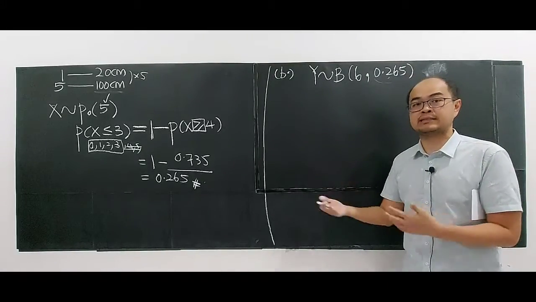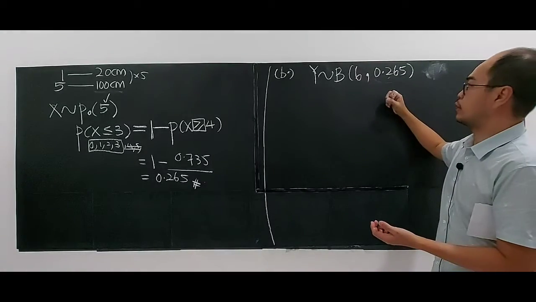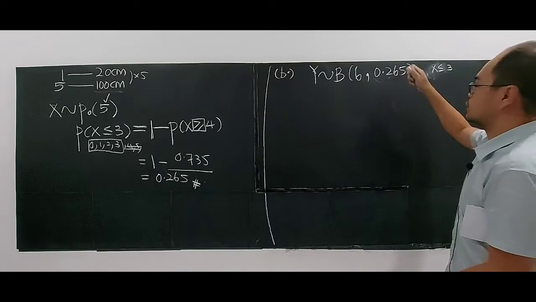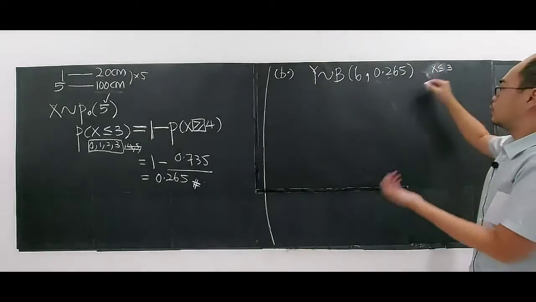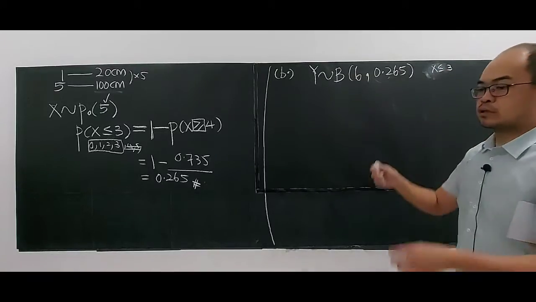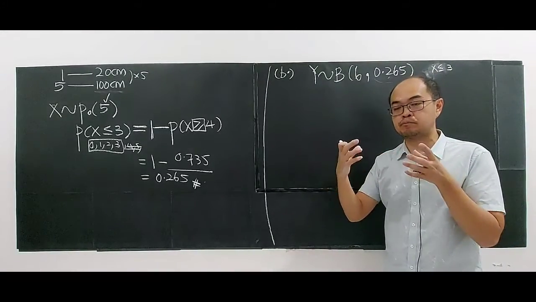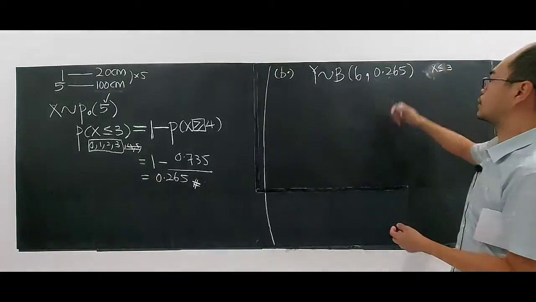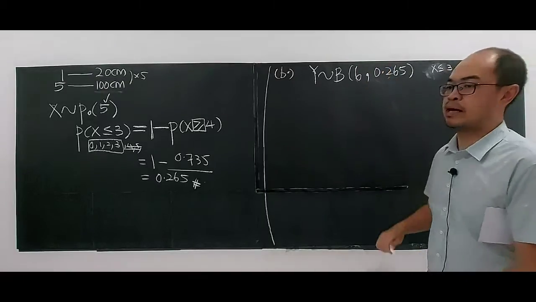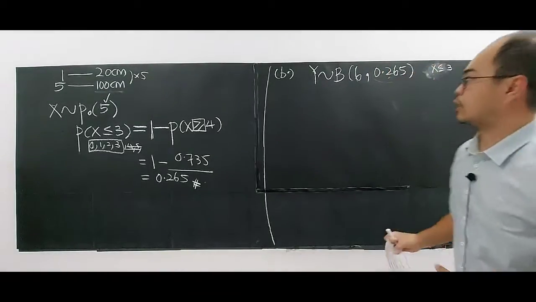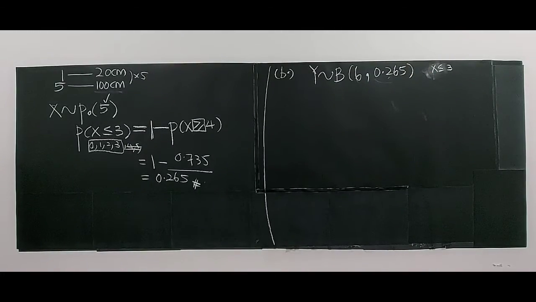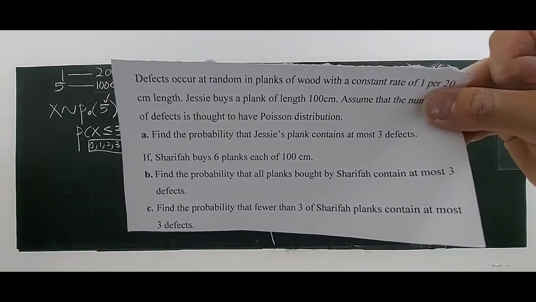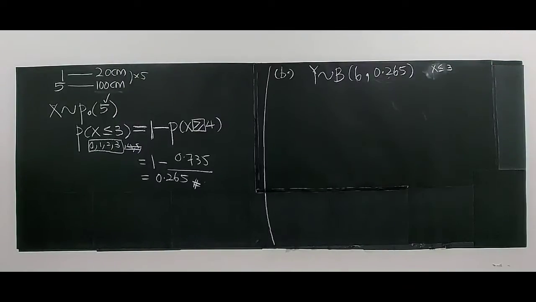I consider this a good one because it has at most 3 defects only. At most 3 is 0.265. Then the failure will be more than 3 defects in one plank of wood of 100 cm. This is Q, this is P, and this is 6 samples. I've got 6 planks of wood, so now it's a binomial distribution. Try to read carefully: find the probability that all planks bought by Sharifah contain at most 3 defects.